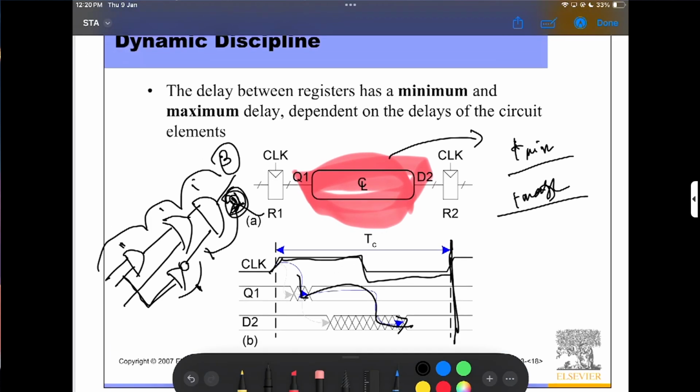So the delay between registers has a minimum and maximum delay depending on the delays of the circuit elements. But we never take the minimum delay. We always take the maximum delay, for some reason. Like suppose, what is the problem with this?